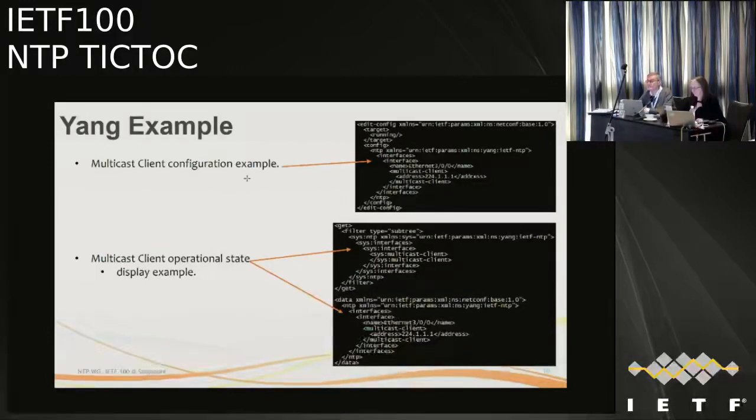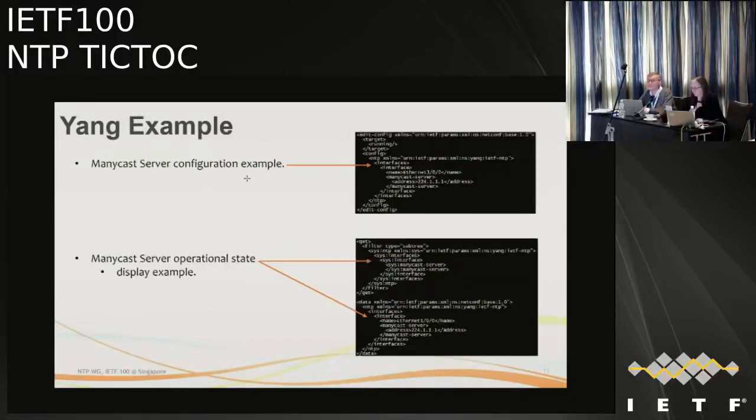Below is the get example of the Manycast client. Can you please go to the next slide? This is the Manycast server configuration. In the Manycast server, the user has configured the same IP address, 224.1.1.1. In the example, we took the same IP address, and on the interface Ethernet 300.